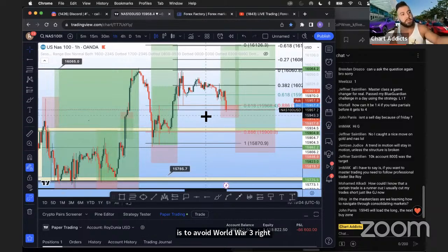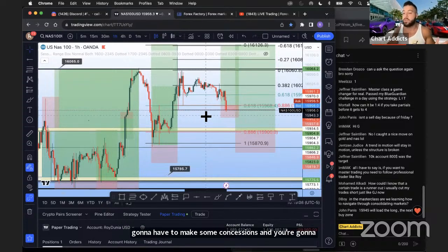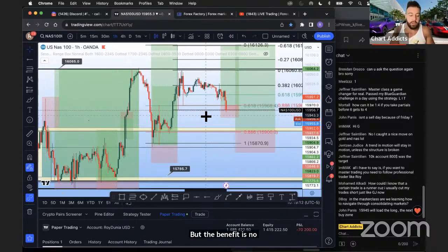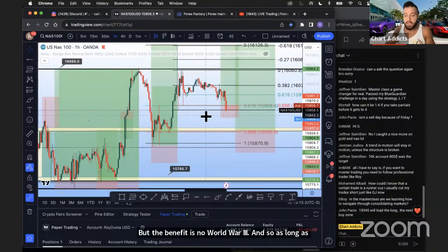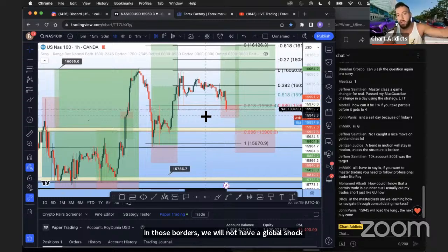So yeah, you're going to have to give up some land, make some concessions, and make some sacrifices and trade-offs, but the benefit is no World War IIIs. And so as long as Russia, Ukraine, and Palestine, Israel stay contained in those borders, we will not have a global shock for markets or the economies.